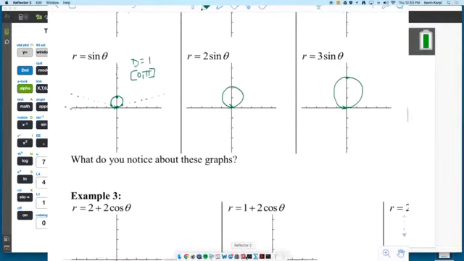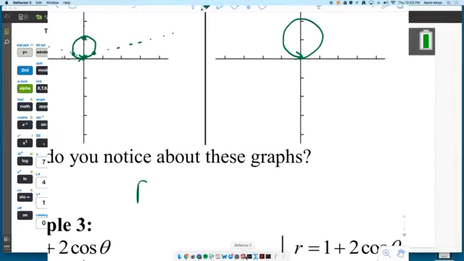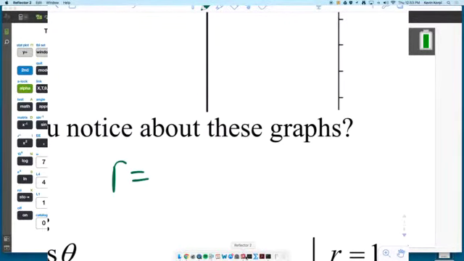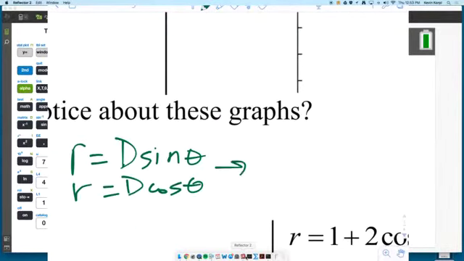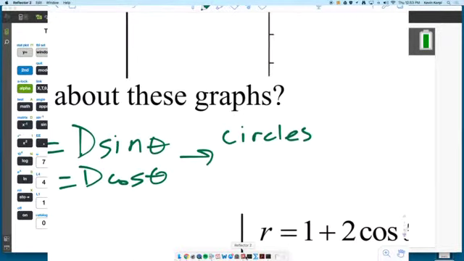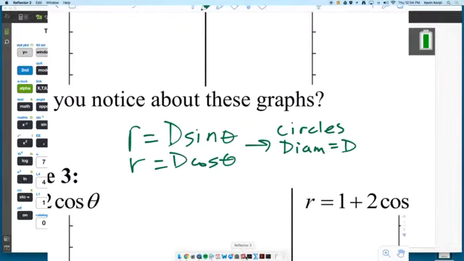So it says, what do you notice about these graphs? They all end up being circles. So R equals, let's call this D sine of theta, or R equals D cosine of theta. They are all going to end up being circles that are offset from the origin. The diameter of the circle is going to equal D. And of course, if it has sine, it's going to have y-axis symmetry. If it has cosine, it's going to have x-axis symmetry.